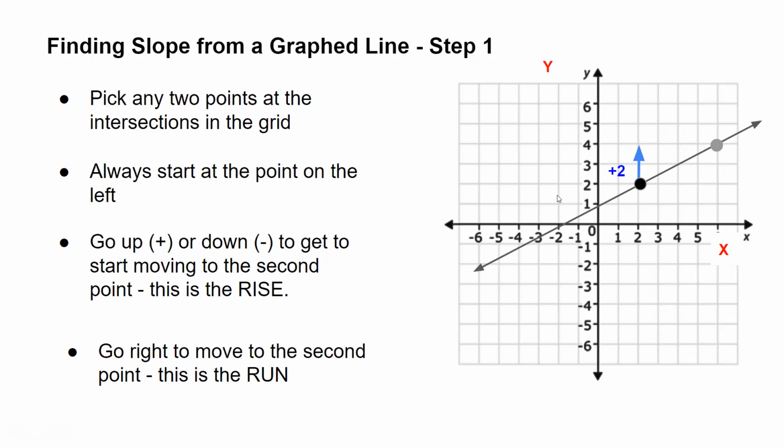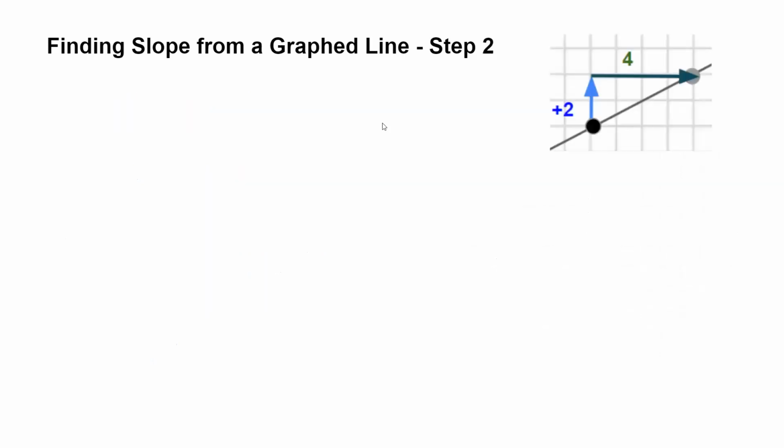Then we go right. Always to the right on the second step. That's the reason we started out on the left. When we do that, we are going to find the amount of the run. In this case, the amount of run is 4. We have to go 1, 2, 3, 4 units to the right to get to our second point. Now, that's the first step. We found the values we need to calculate the slope. Now we just need to calculate it. That's what we're going to do in step 2.